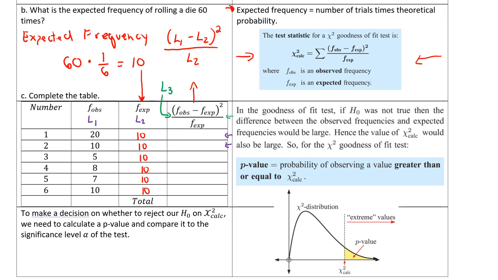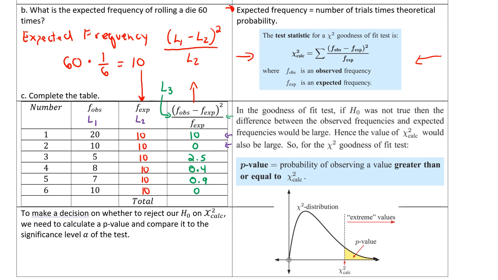Those values are going to be 10, 0, 2.5, 0.4, 0.9, and then 0. Or you can individually calculate them yourself.